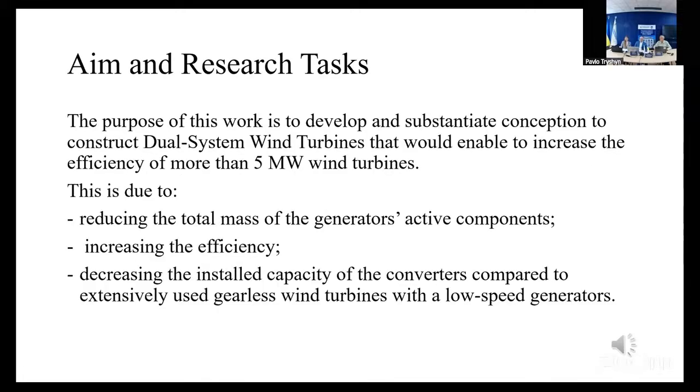In the third slide, you can see the aim and research task. The purpose of this work is to develop and substantiate a conception to construct dual system wind turbines that would enable increasing the efficiency of more than 5 megawatt wind turbines. This is due to, first, reducing the total mass of generators' active components; second, increasing their efficiency; and third, decreasing the installed capacity of converters compared to extensively used gearless wind turbines with a lower speed generator.